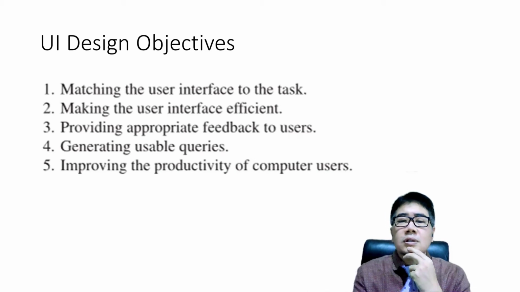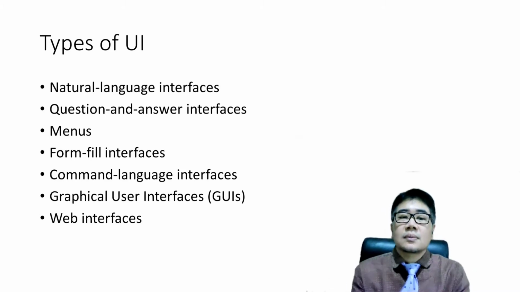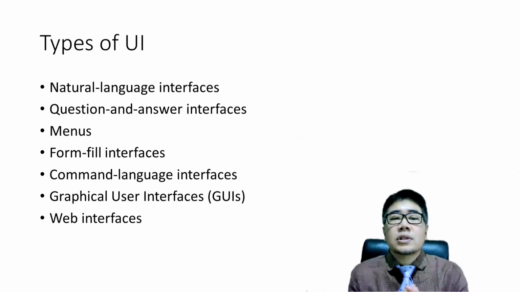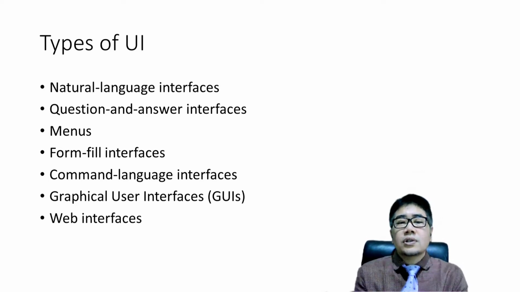Now, let's look at what kind of user interfaces can fulfill most of the objectives that we have just discussed. First is the natural language interface. This is where the users can interact using a natural language such as the English language, just like when I'm talking. The natural language interface can also include artificial intelligence processing such as the Google search interface.